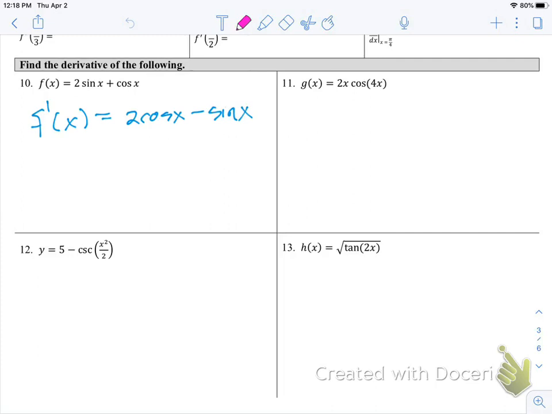They get a little bit hairier when you have some chain rule involved. So in number 12, there's a chain rule involved. So when I go to y prime of this, derivative of 5 is 0. The derivative of cosecant is negative cosecant cotangent. So it's negative already with the minus, but negative cosecant cotangent is the derivative of the cosecant chunk. But it's a chain rule.